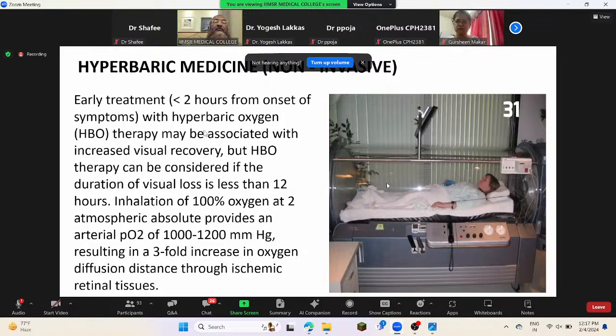Just like the paracentesis, hyperbaric medicine has remained a popular treatment. It is effective when the patient has come to you in less than 2 hours. The basic thing is that the patient is made to inhale 100% oxygen at 2 atmospheres absolute, which provides an arterial PO2 of 1000 to 1200 millimeters of mercury, which results in a threefold increase in oxygen diffusion distance through ischemic retinal tissues.